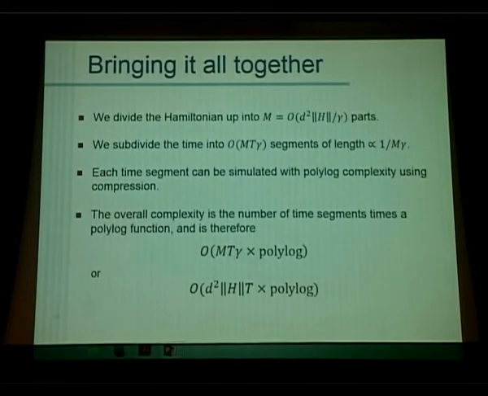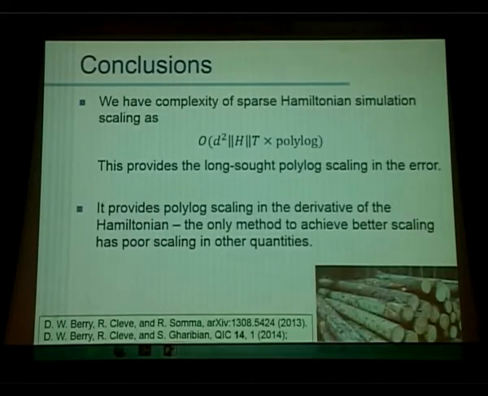Okay, so just to conclude here, we have this complexity for sparse Hamiltonian simulation, which is providing this scaling, polylog in the error, which people have been looking for some time, and it also gives polylog scaling in the derivative of the Hamiltonian. And I should mention as well that we have this on the archive this week. Thanks.